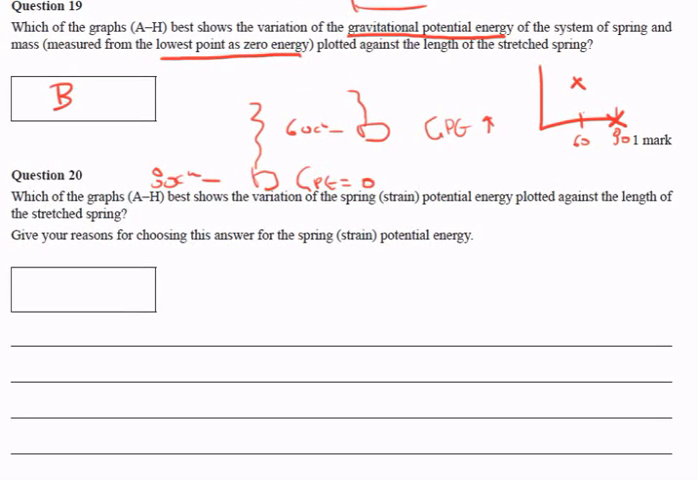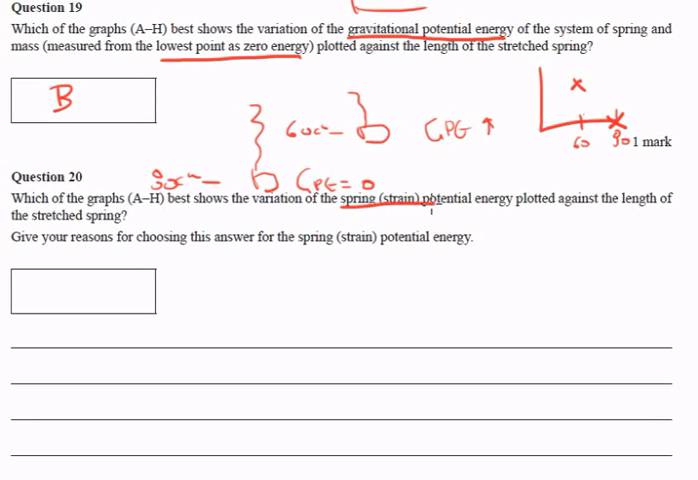And the last one, which of the graphs shows the variation in spring potential energy plotted against the length of the stretched spring? Give reasons for your answer. So we've got to do working and the answer. Right, so it turns out, this is an important part of our answer, I'm going to write it here: the spring potential energy equals 0 when no mass is attached.